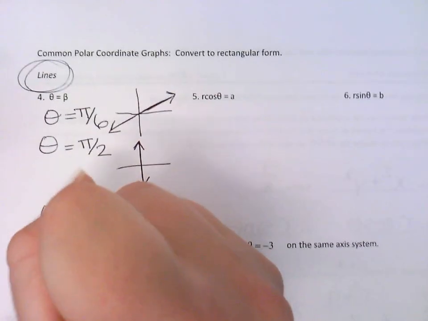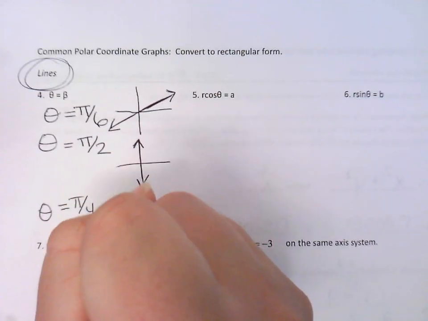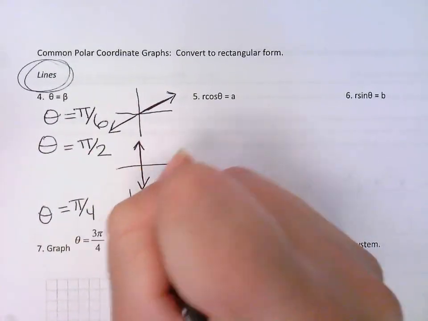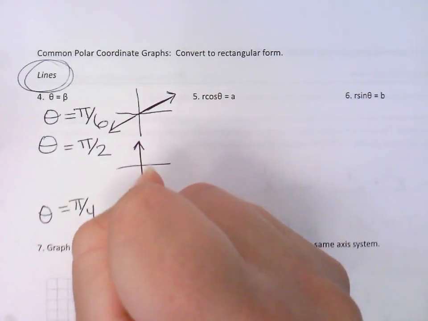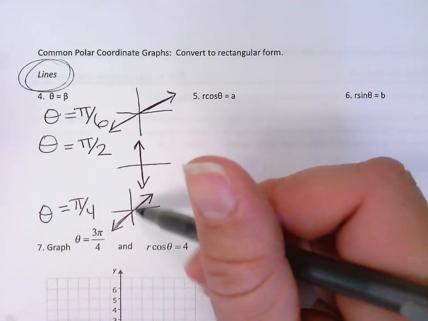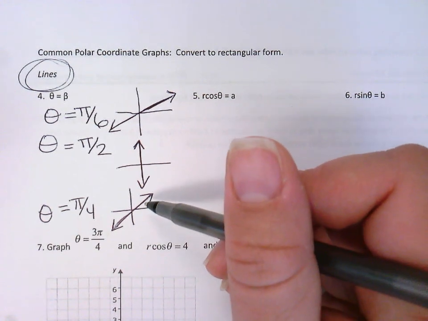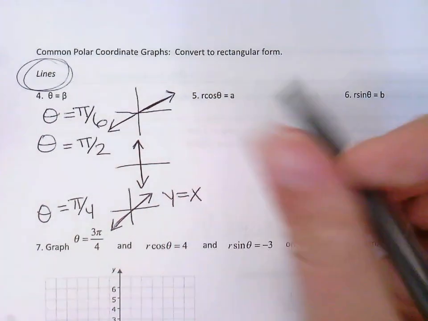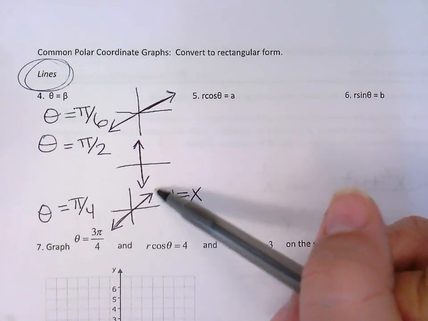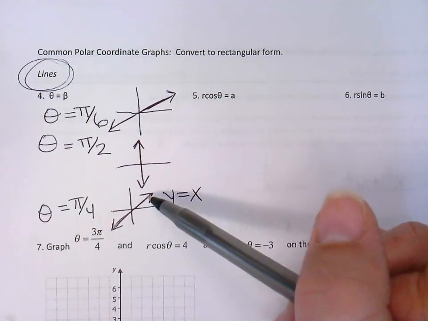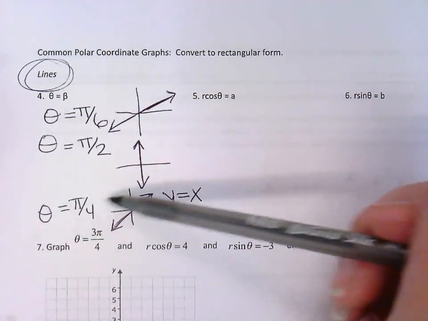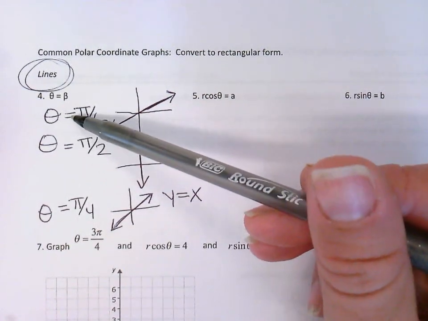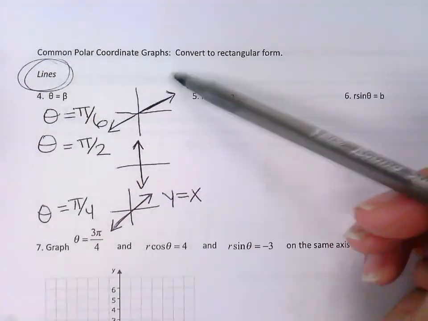What about theta equals pi over 4? You should know the slope of that line. What is the rectangular equation for that line? What is it? y equals x, right? Because the slope is up 1 over 1 if it's a 45-degree angle. So just recognizing if it's angle equal to, and they give you a measurement, it's just a straight line.